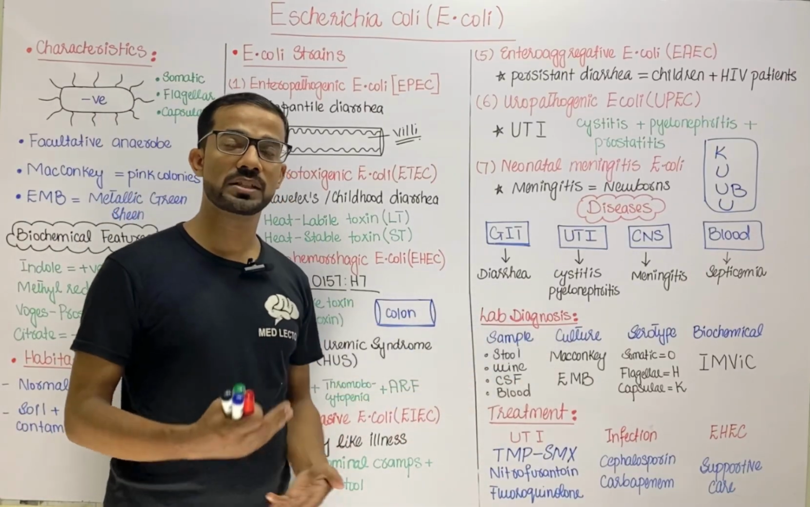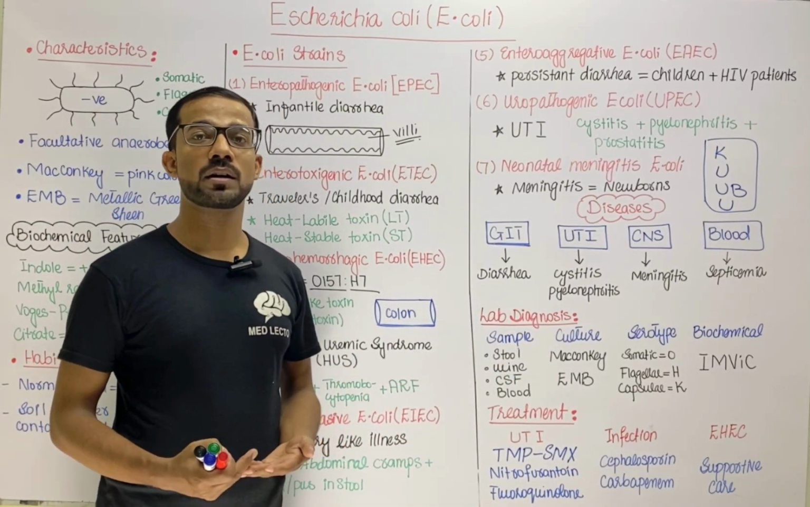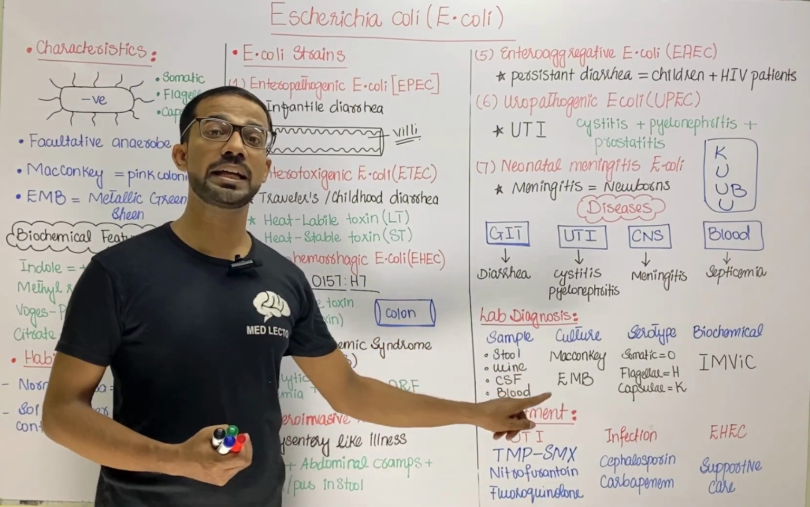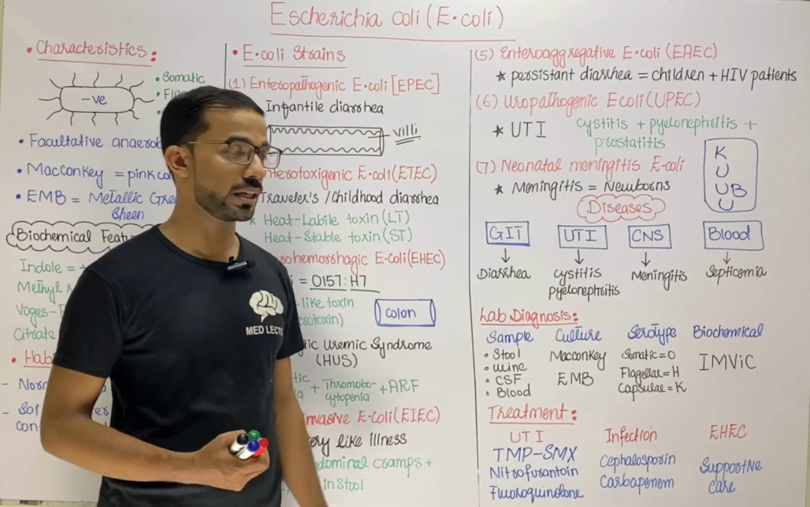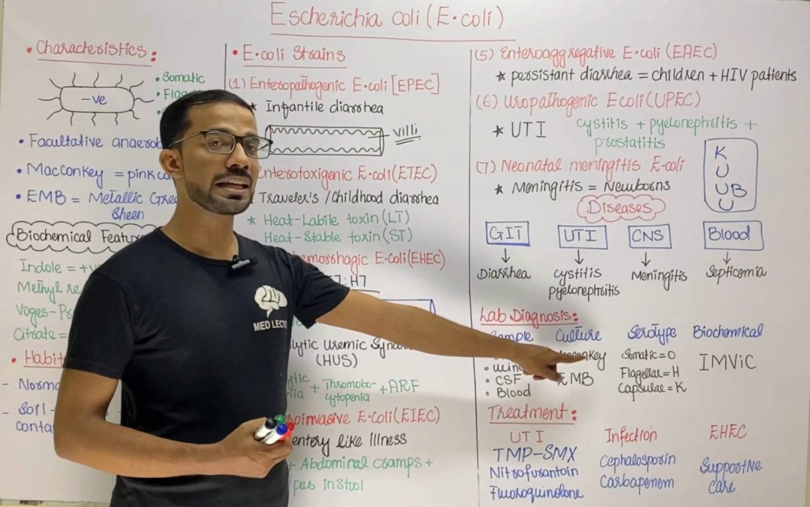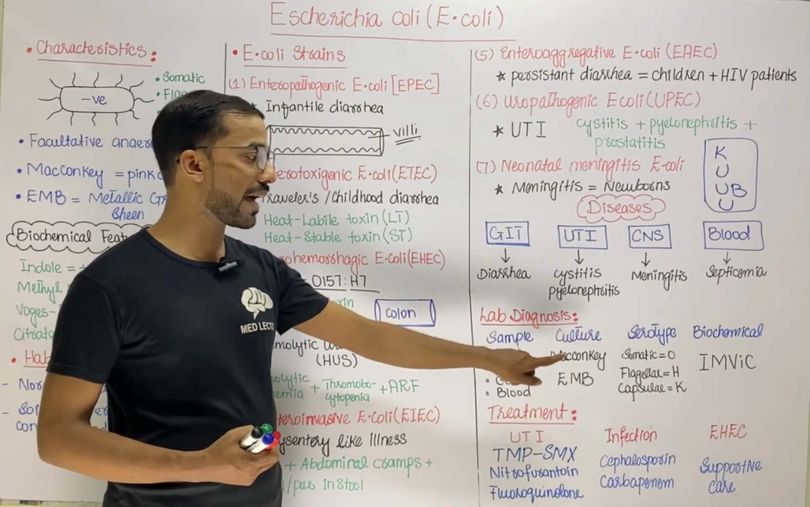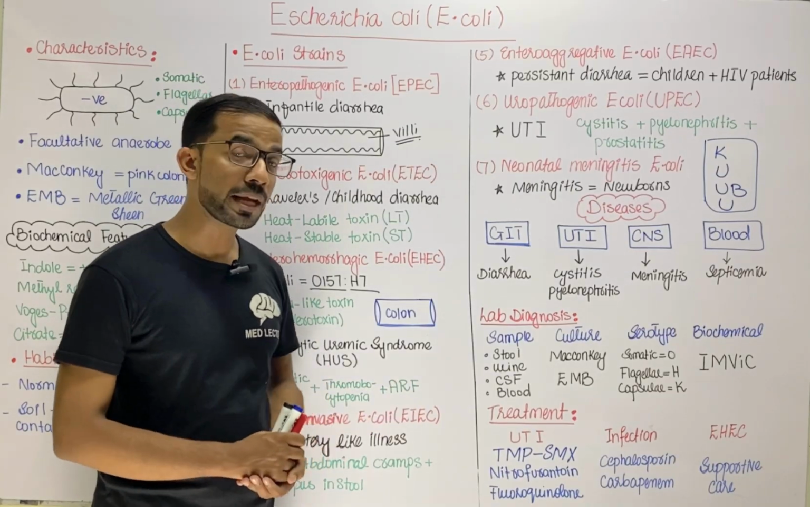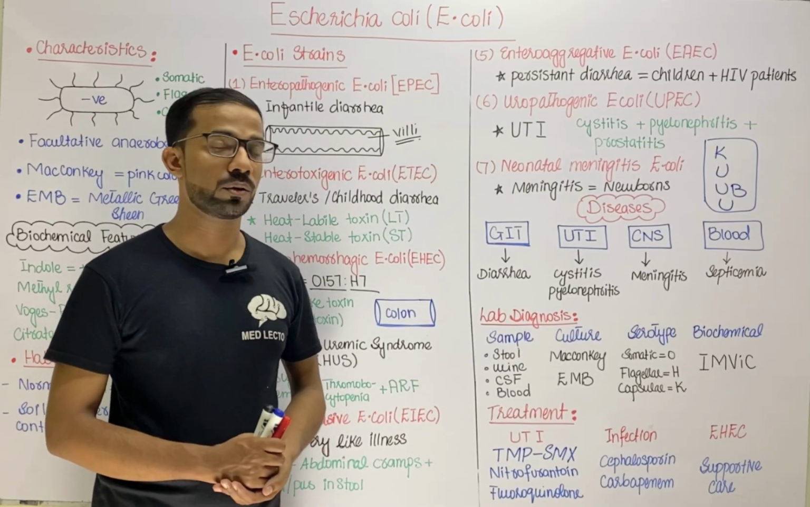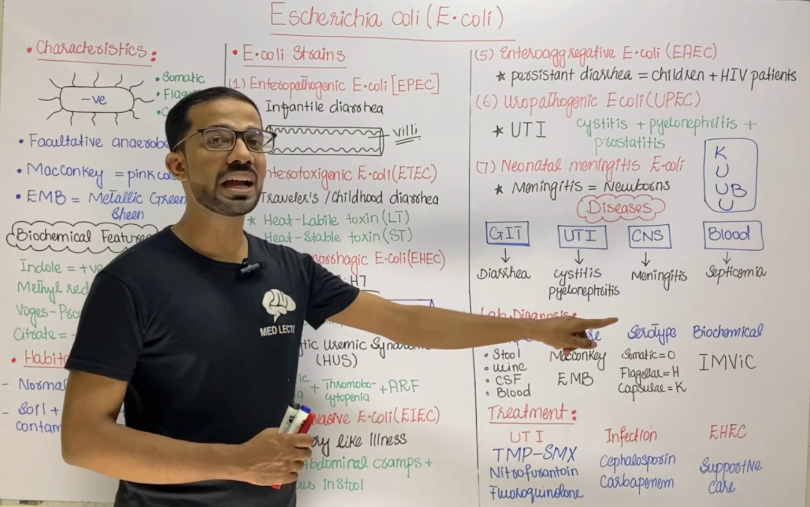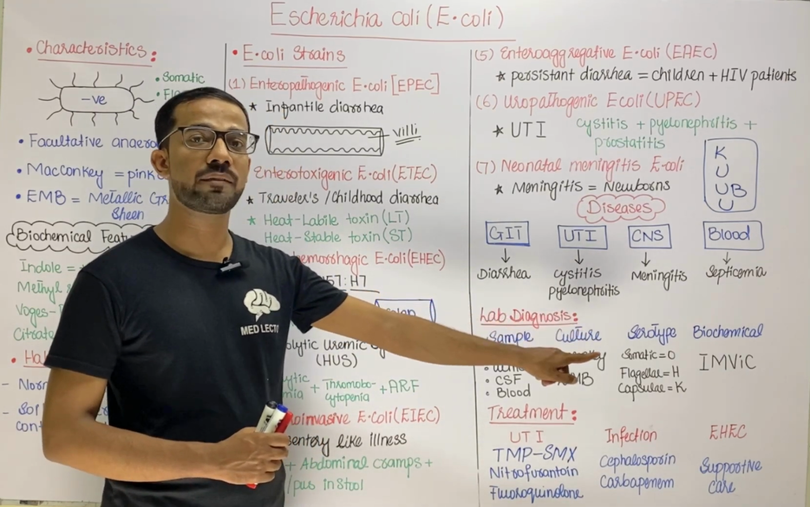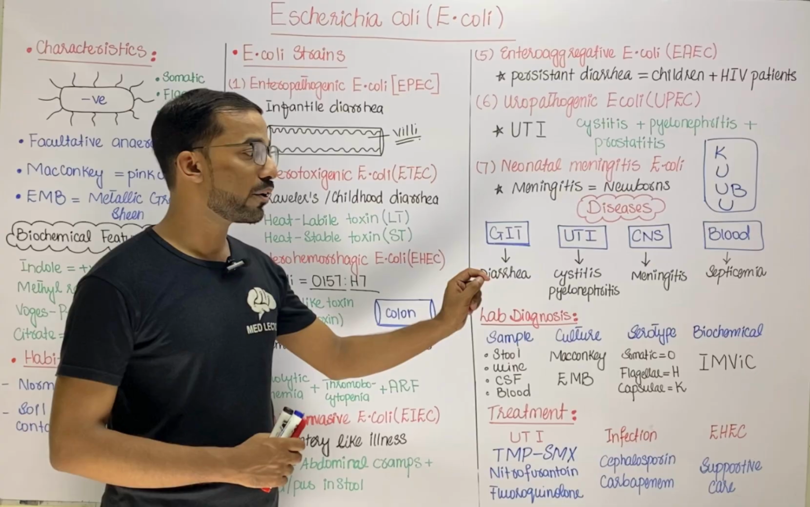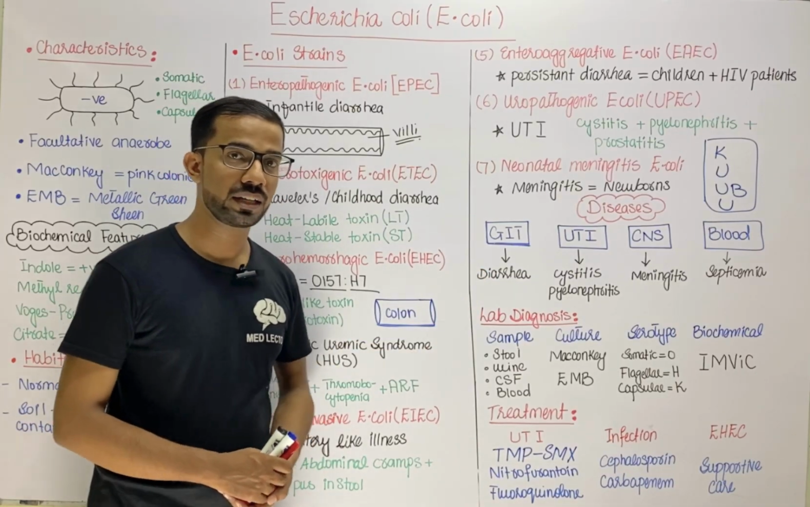Next, culture media we have discussed. On MacConkey, it produces pink colonies because it ferments lactose. And EMB, eosin methylene blue, produces a metallic green sheen on this media. Serotyping: somatic O, flagellar H antigen, and the capsular antigen represented by K. So these are the important antigens and we can detect them accordingly. Biochemical, IMVIC: I for indole, M for methyl red, V for Voges-Proskauer, and C for citrate. So these are the four most important biochemical tests regarding this E. coli.